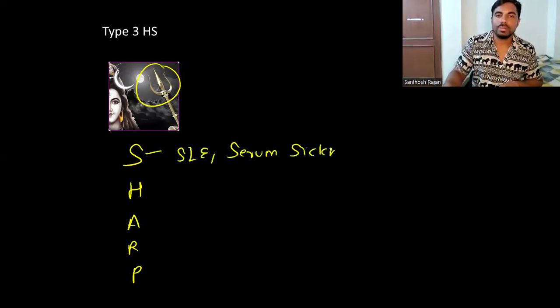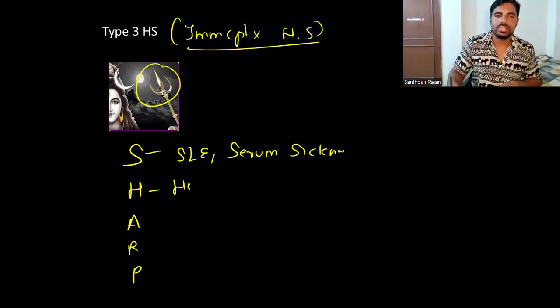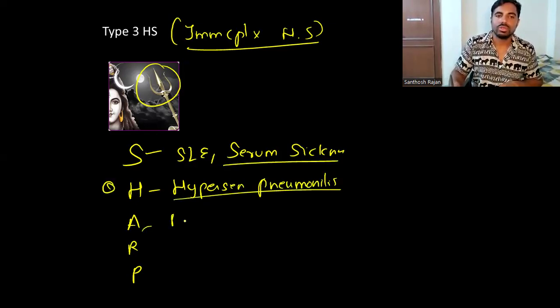Type 3 hypersensitivity is an immune complex reaction. There is an immune complex formed, an immune complex hypersensitivity reaction. Very simple. H for hypersensitivity pneumonitis. You have to know this because these switching questions will come. Serum sickness, A for Arthus phenomenon, Arthus reaction.